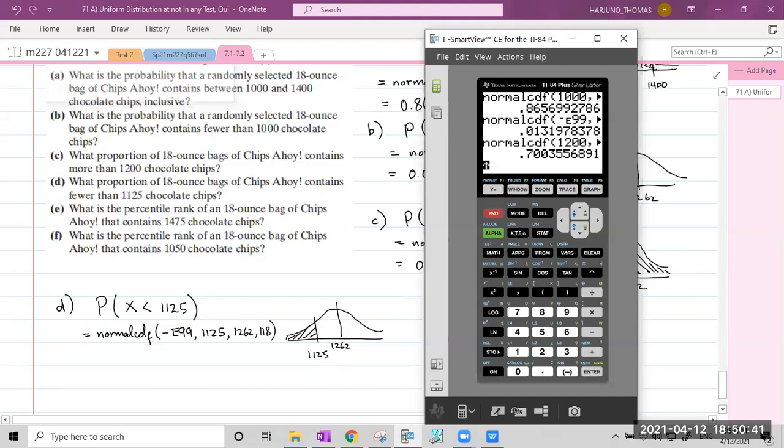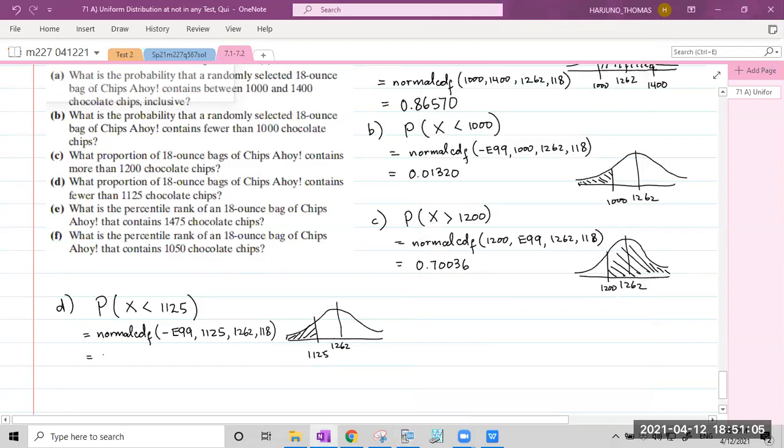That's normal CDF, negative E99 is the lower bound. The upper bound 1,125. The mean is there, standard deviation is there. So 0.12282.